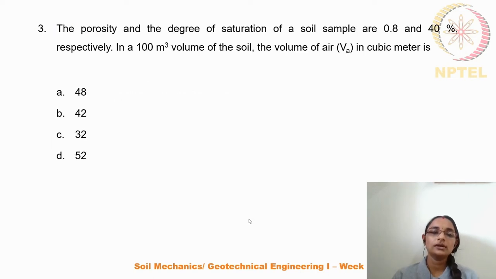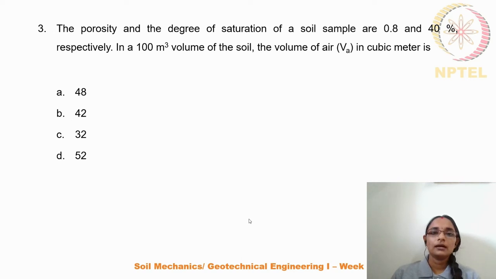Okay, so here is the next question. The porosity and the degree of saturation of a soil sample are 0.8 and 40 percent respectively. In a 100 meter cube volume of the soil, the volume of air in cubic meter is. The data given in the question is the same as that of the previous question. The parameter we need to calculate is the volume of air. Earlier, we have already calculated the volume of voids.